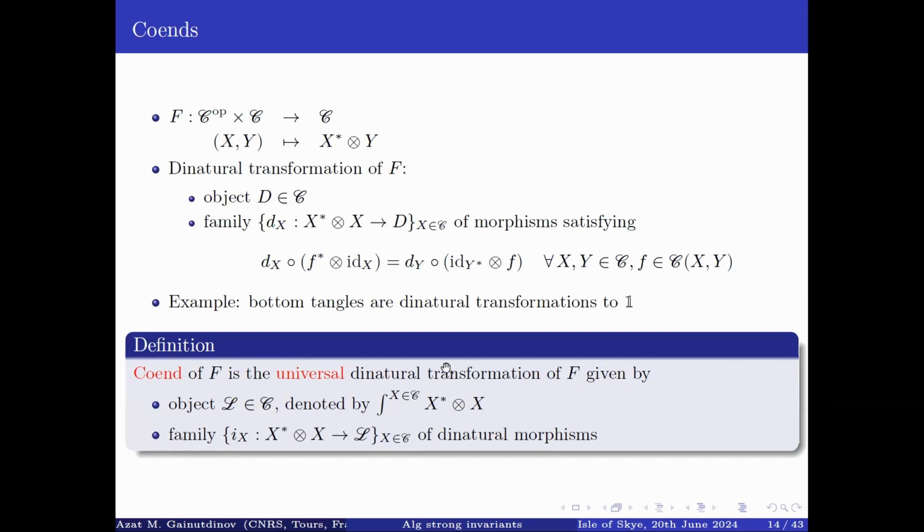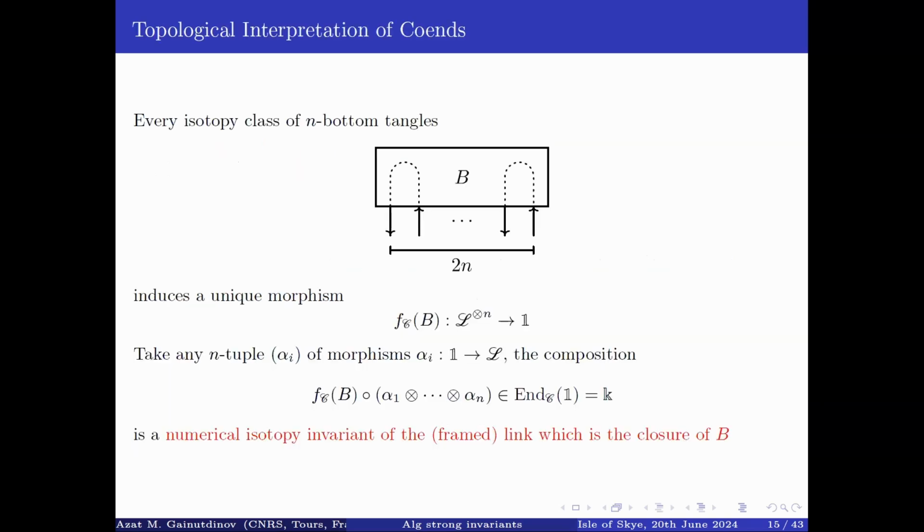So I will denote it just by this standard integral notation, and it's equipped with the canonical family of the dinatural morphisms. So it makes it a universal object. But I don't want to go into details of this. What's important for this topological construction is that you can be universal to every tangle. What do you mean by that? Let's take an n-bottom tangle.